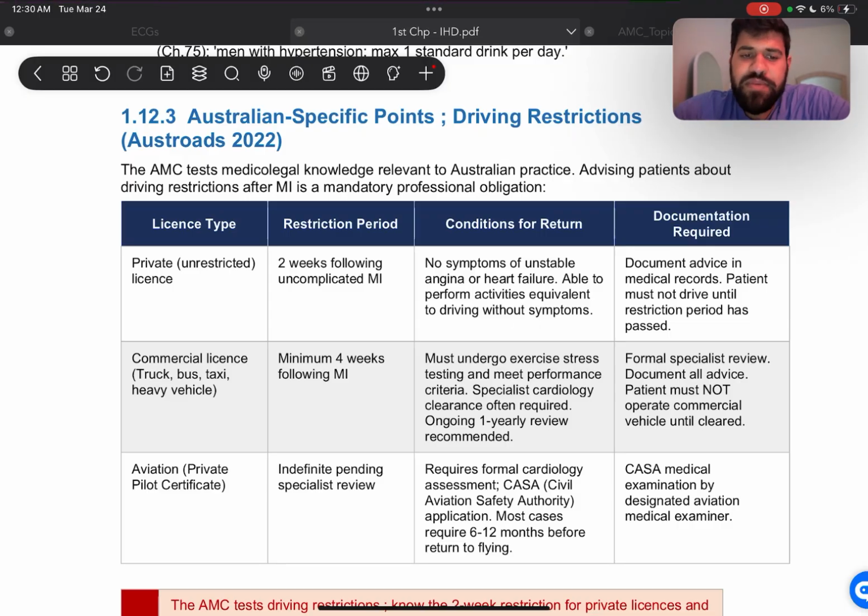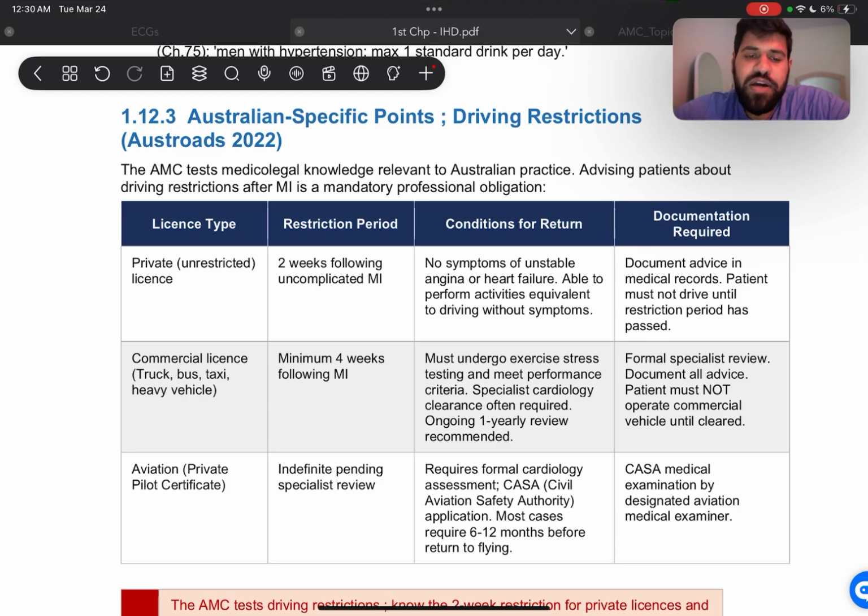Then commercial, it's minimum 4 weeks. And they must undergo exercise stress testing and meet performance criteria. Then documentation, formal specialist review document. All advised patient must not operate commercial vehicle until he has been cleared.